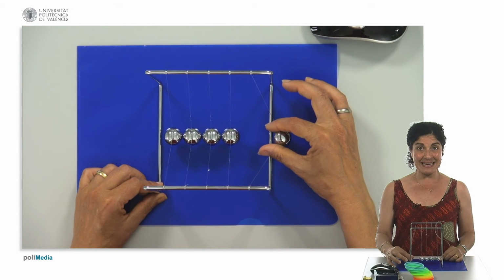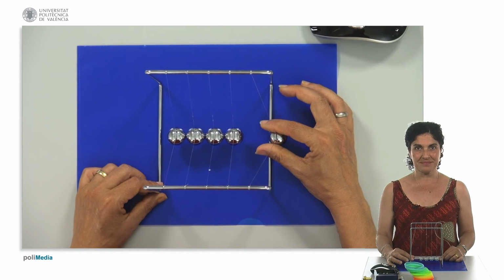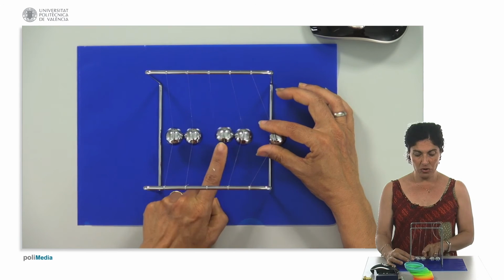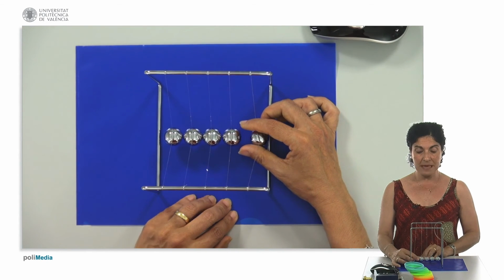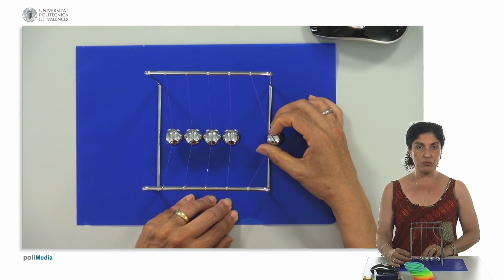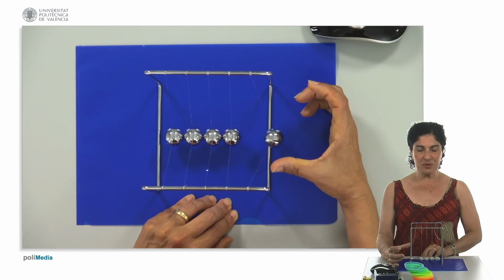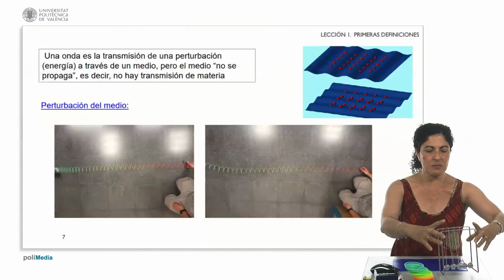I can keep the potential energy of this ball and stop the perturbation. Then what is transmitted is not the balls. The balls move the minimum, and what we see moving is simply because of the shocks that are occurring. But what is being transmitted from one end to the other end of the 5 balls is the energy. Okay? With this experience, I think it's very clear to us.